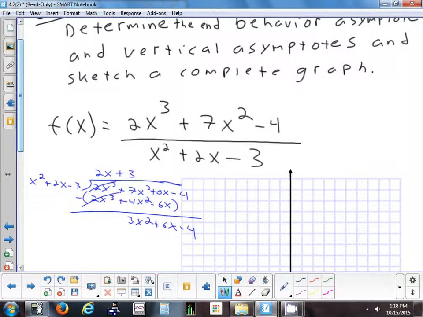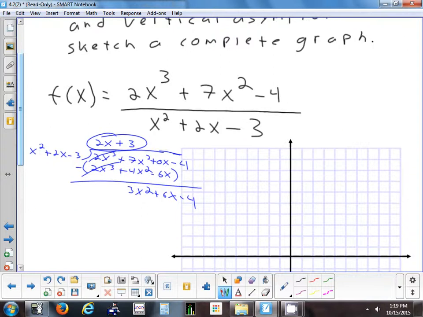Now I'm finding the end behavior asymptote. Do I need to keep going? No, I don't. Why not? Because you don't need the remainder, you already have the quotient. Yeah, there's my quotient. If I want the remainder, then I'd have to keep going. But if I don't need it, just stop. So my end behavior asymptote, it's not a parabola this time. It's 2x plus 3.